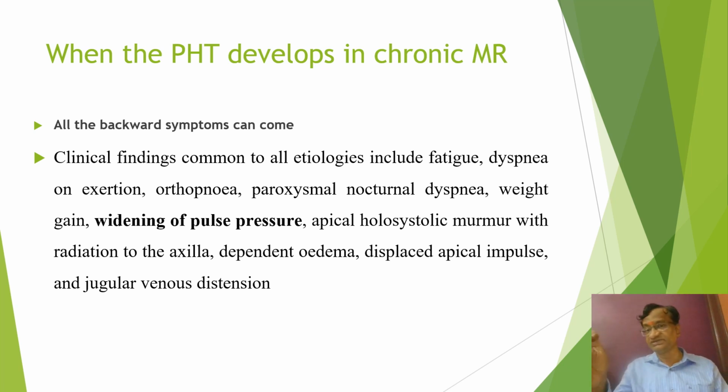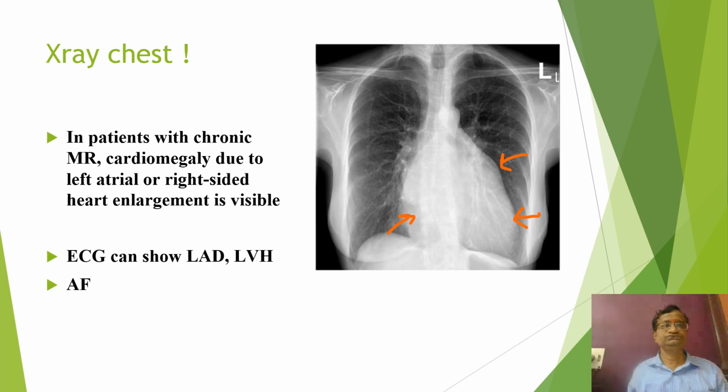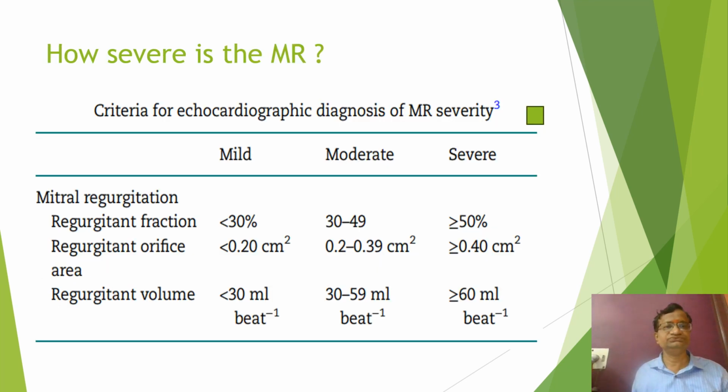What we saw in mitral stenosis is a tapping apex. First heart sound is what? It stays in the fifth space. But here the apical impulse is pushed outwards because the LV is dilated. X-ray chest may show cardiomegaly. ECG will show LVH, left axis deviation, left atrial dilatation, and sometimes atrial fibrillation.